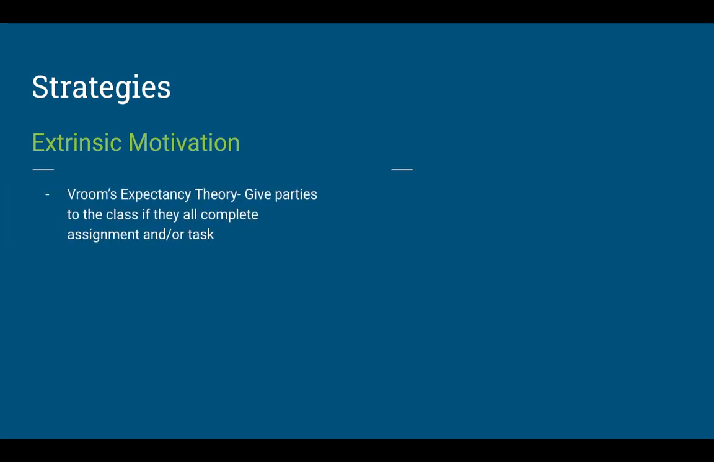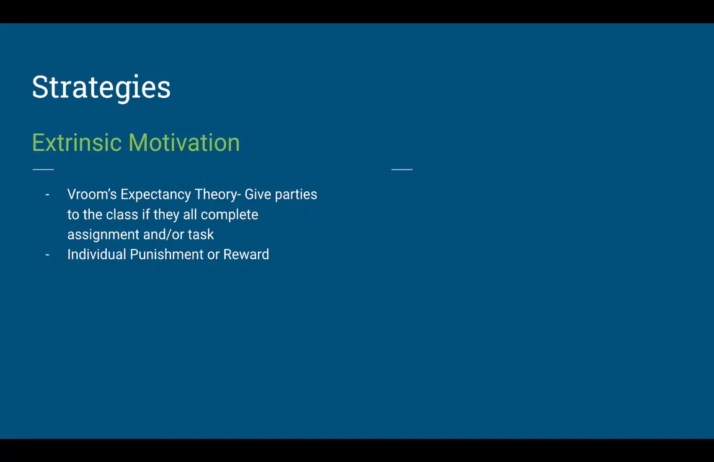Now some strategies. So we've talked about extrinsic motivation. Some strategies to help with that would be Vroom's expectancy theory, which Haro, Caldwell, and Doty brought up in 1985. The expectancy theory is that if a student knows what to expect from completing an assignment, they'll be more motivated to do so. So if you were to give parties to the class if they complete all the assignments, or as a whole class group, say, on Fridays we'll have Fun Friday, to get them motivated during the week. You can also do individual punishment or reward.